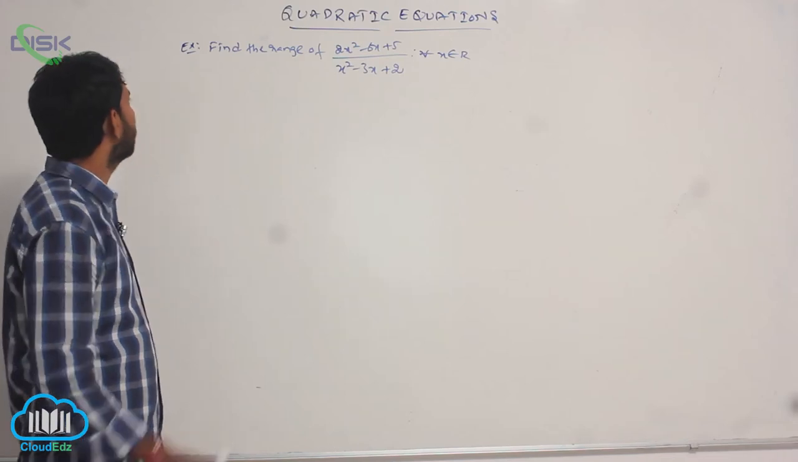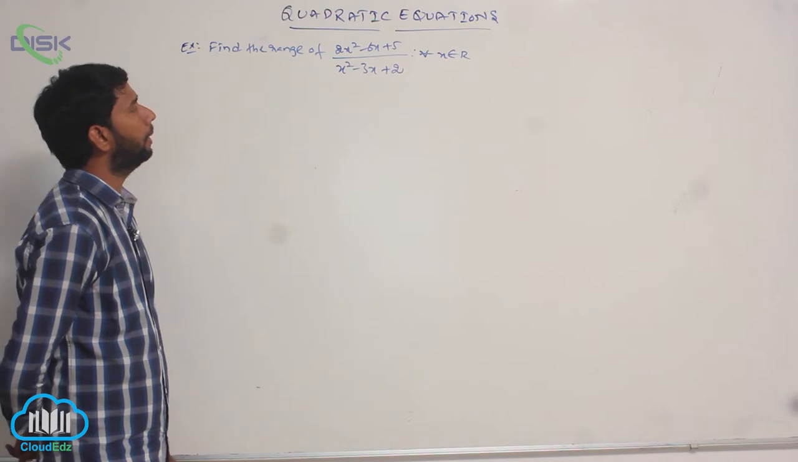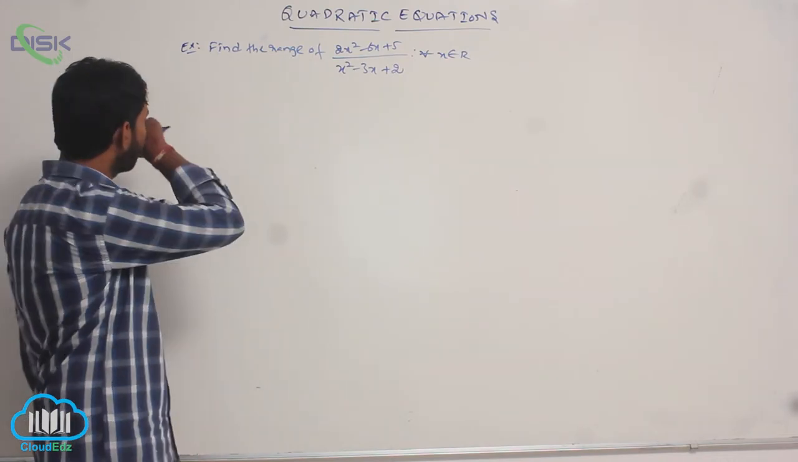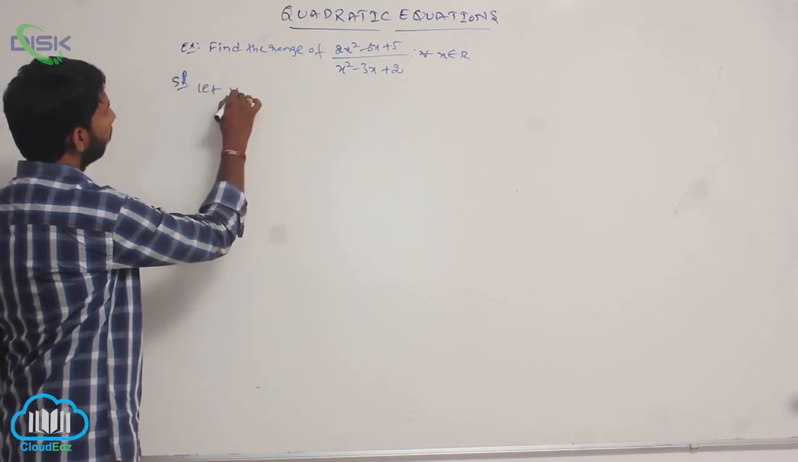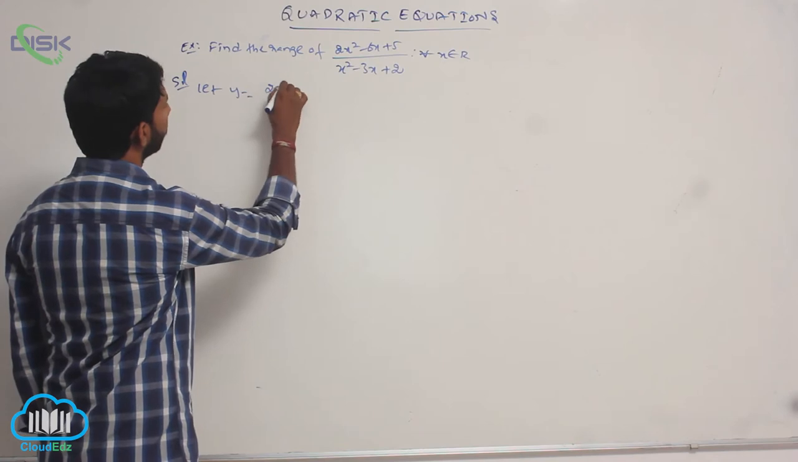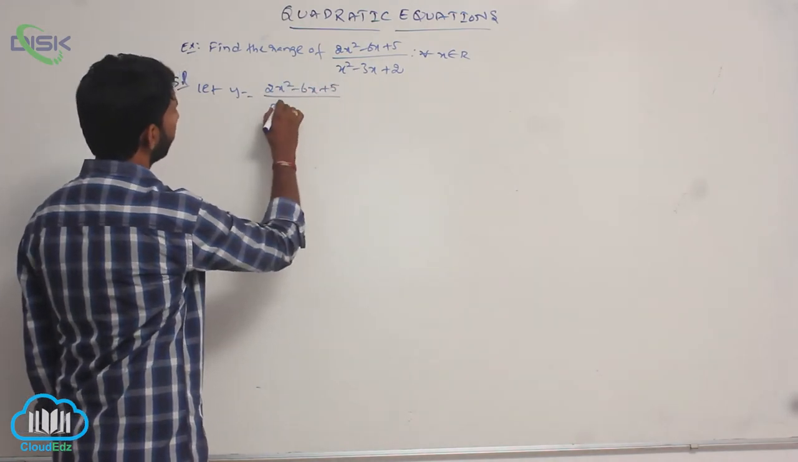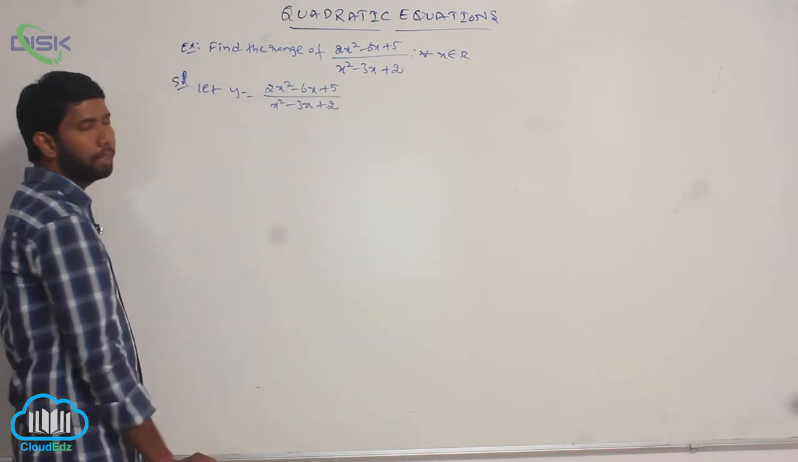And go to another example. Find the range of (2x² - 6x + 5)/(x² - 3x + 2), for all x belongs to R. Let us consider y = (2x² - 6x + 5)/(x² - 3x + 2).